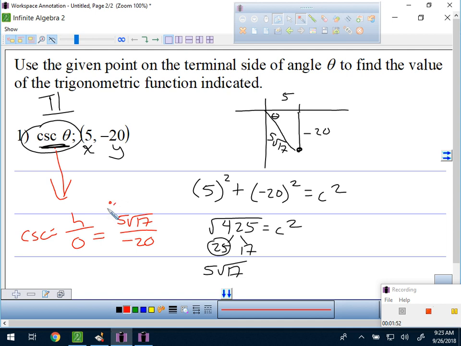The main reason is because I can divide both of these things right here by 5, and so that would give me 1 radical 17 over negative 4. Or you could just write that as radical 17 over negative 4. But that would be your answer for that one.